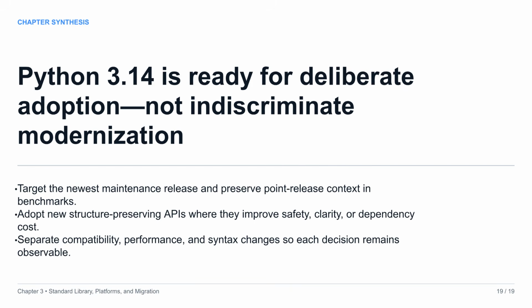A responsible rollout targets the latest point release, tests the full dependency and data path, records operational evidence, and introduces optional modernization in focused increments. That approach captures the release's benefits while keeping causality, rollback, and long-term maintenance clear.